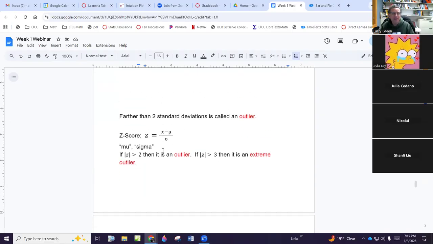So now let's go more into the z-score. z is x minus mu over sigma. Because it's 7:15 now, and I try to end around 7:30, by the way, so usually within 15 minutes of some time. Okay, so this one is mu. This one is sigma.